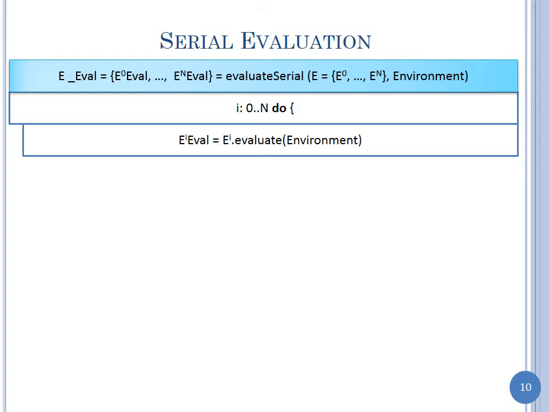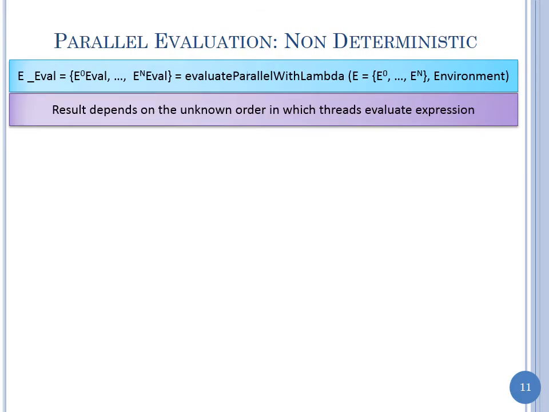So what do I do serially? I go from 0 to n, and I just go and evaluate each of these elements one by one. That's my serial evaluate. And now I want to go and do a parallel evaluation. So we have to figure out how to do that.